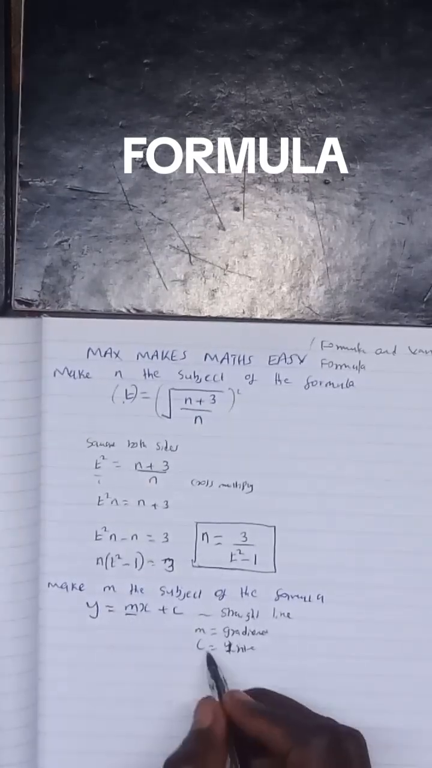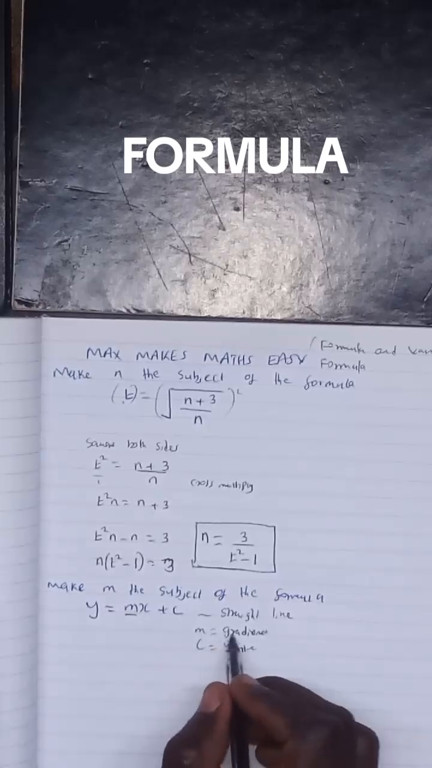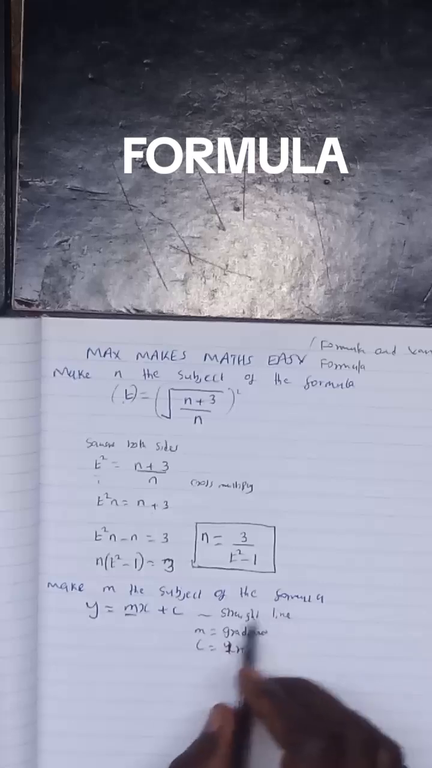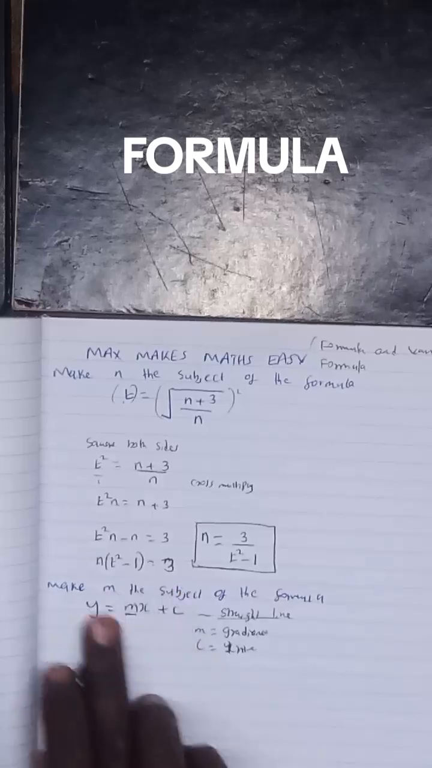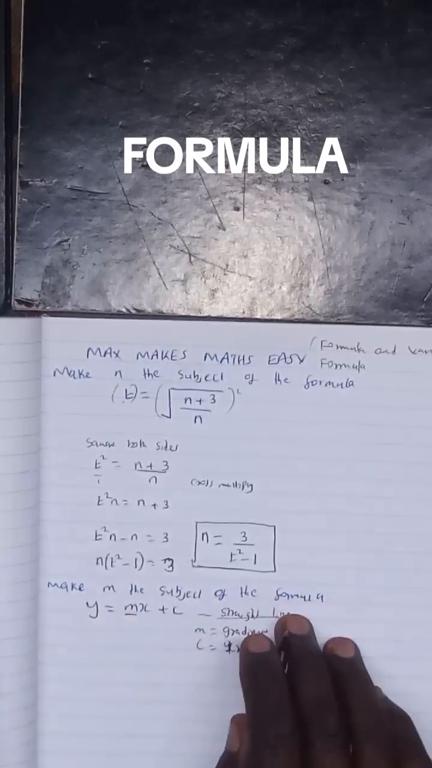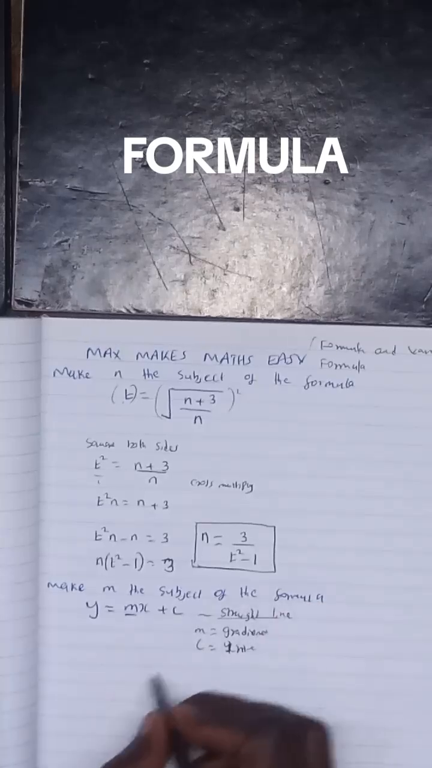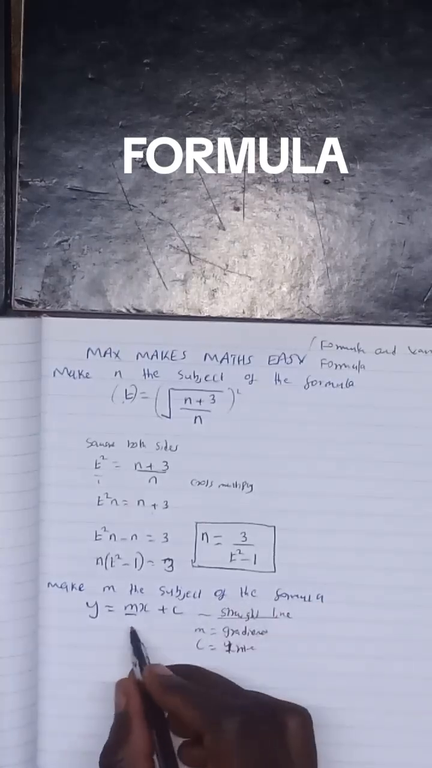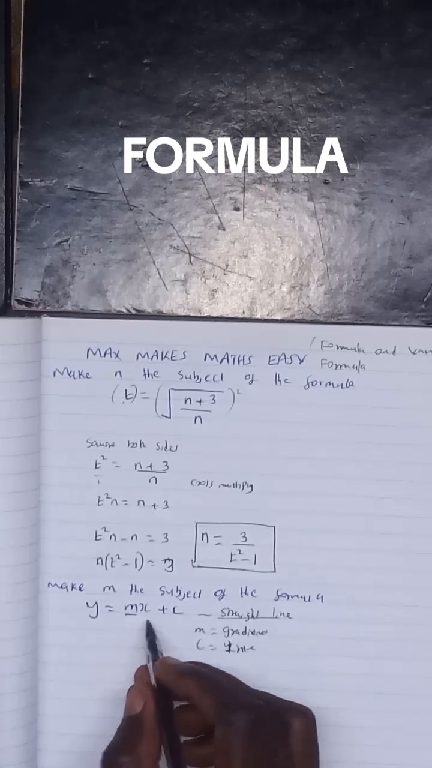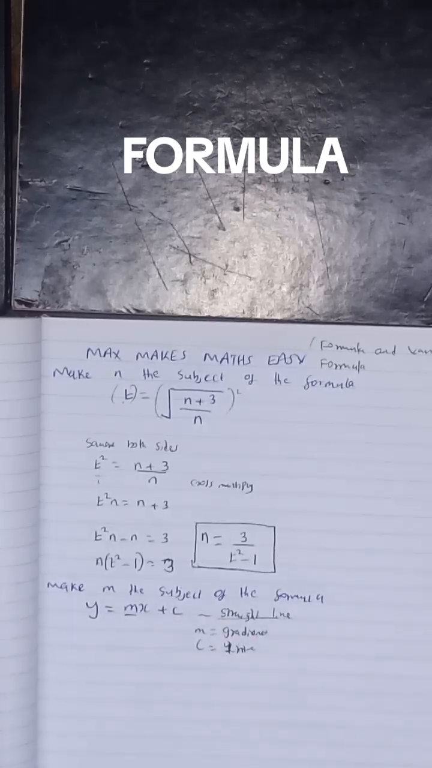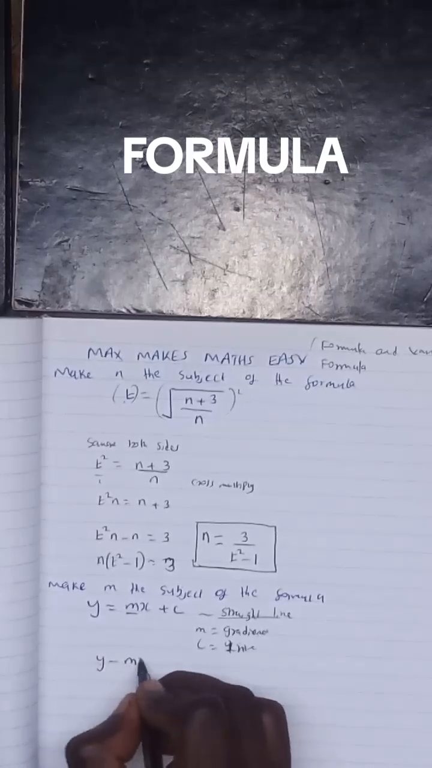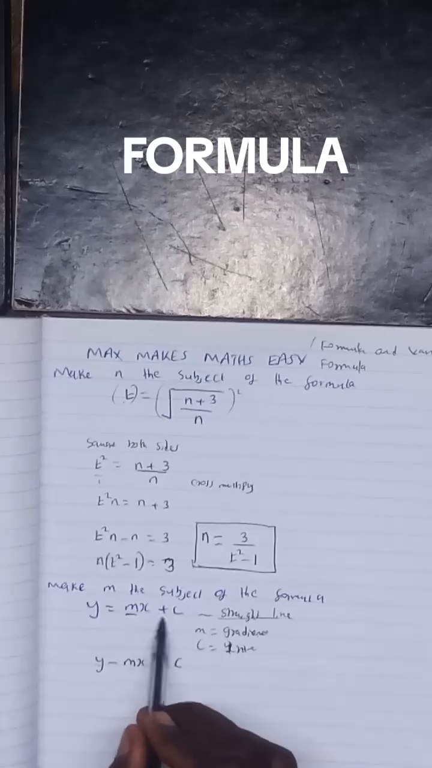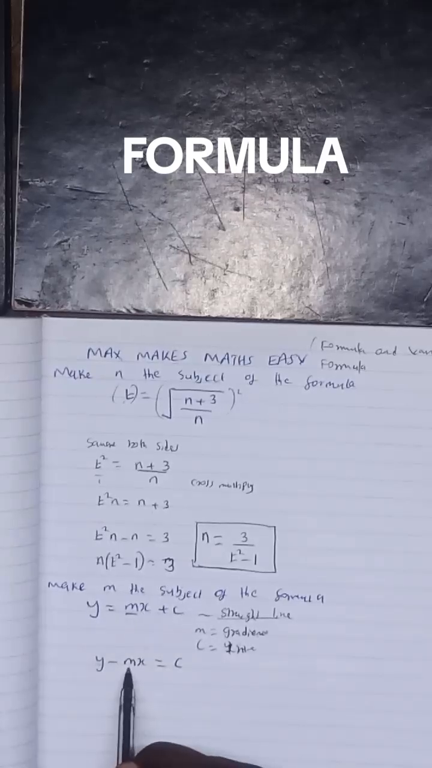So in here we want to find m as the gradient, and we want to make it the subject of the formula. Remember, in the equation of the straight line, m is the gradient. So we want to find the gradient of the straight line. Remember, I've said if you want to make anything the subject of the formula, we bring it first to the left side. So we have y minus mx is equals to c. We already brought m to the left side.